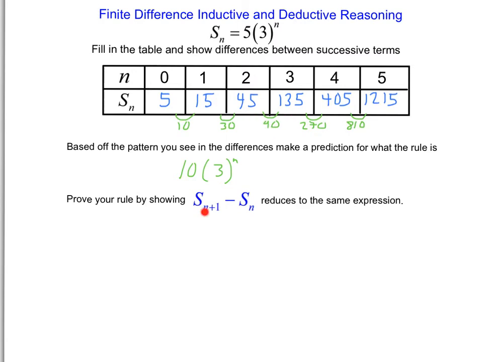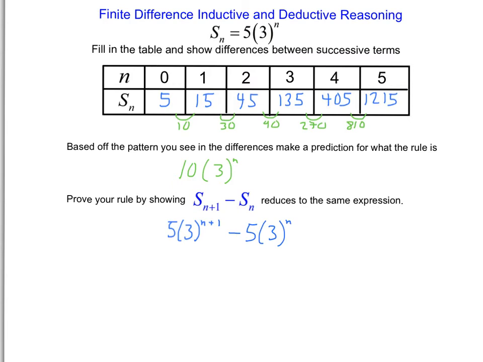For that, I'm going to stick in n plus 1 everywhere that I see it in this equation here. And then I'm just going to subtract the original one. This one, I'm not actually going to worry about putting it all in brackets this time, because there's not all that much there to begin with. If I had multiple terms, I'd probably put it in brackets. So I just get that.